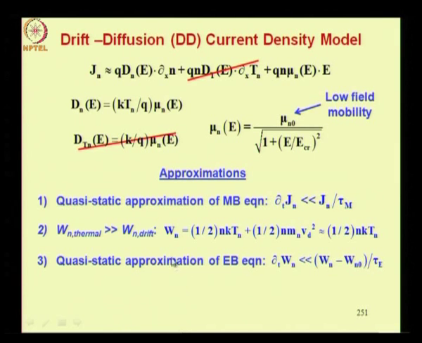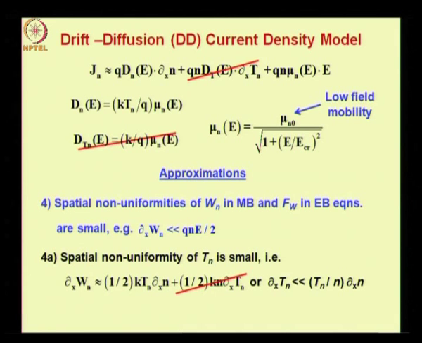So first let us repeat the approximations of the drift diffusion thermoelectric current model and then add the approximation of the temperature gradient. So, quasi-static approximation of the momentum balance equation, then thermal energy of electrons is assumed to be much greater than the drift energy, quasi-static approximation of the energy balance equation, spatial non-uniformity of Wn in momentum balance equation and Fw in energy balance equations are small. This is the assumption that we had made.